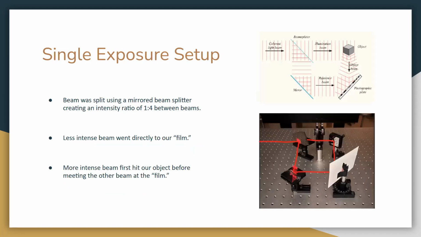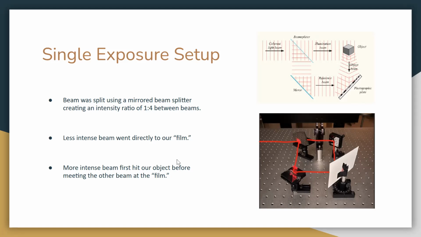So the single exposure setup, as discussed earlier, is what we used in this project. And the beam was split using a mirrored beam splitter, creating an intensity ratio of 1:4 between beams. The object beam being the larger intensity. Here, the light hits the mirrored beam splitter, and the more intense light hits this object and bounces onto our paper here, while the reference beam just hits a mirror and then bounces onto our film.